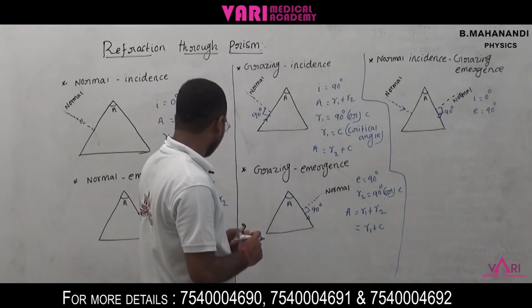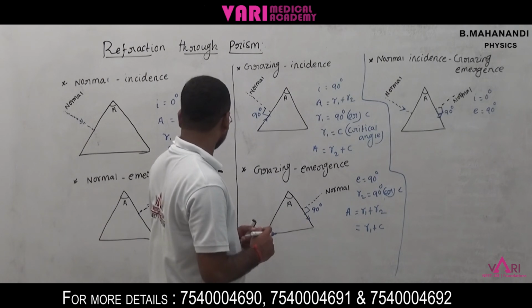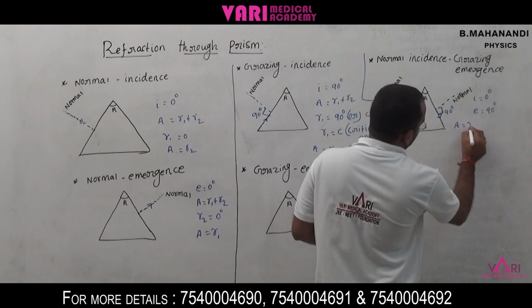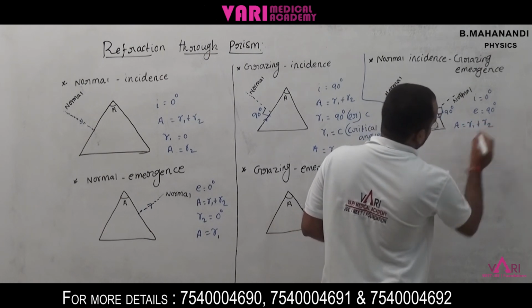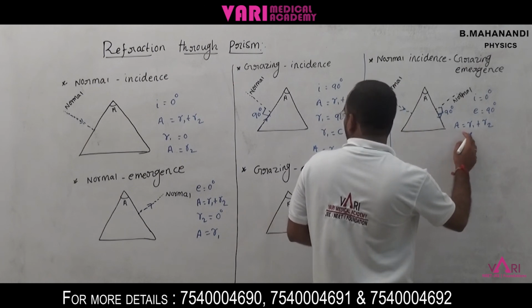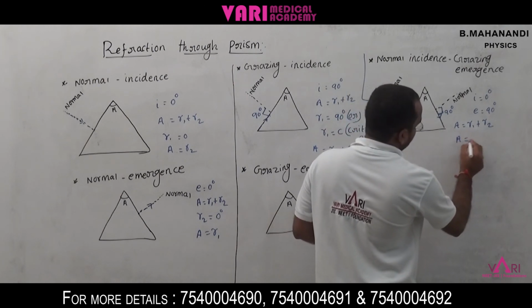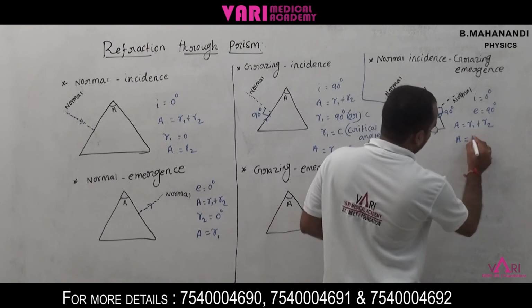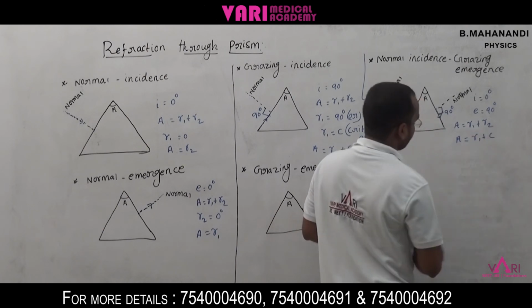If you have the critical angle, then A equals R1 plus R2. Now for the second refraction, A equals R1 plus C.